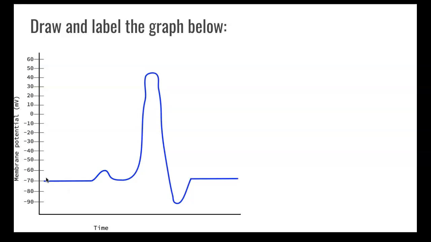So I'm going to number this graph off. The first part is at rest. Okay, this little blip on the graph is the second, going all the way up to +40 is the third, and then down is the fourth, and back to rest is the fifth.